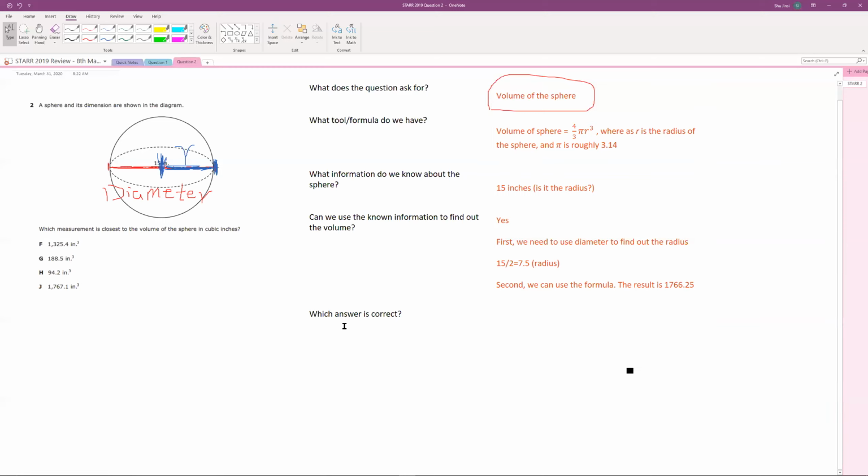Okay, lastly, we can make our choice of the correct answer. Notice there's not an exact same answer as our result, because we did the calculation using roughly 3.14 for pi. So it's not an accurate answer, but we are just looking for the closest answer. So apparently J is closest to our result of 1,766. So J is the correct answer. Did you find out the correct answer?